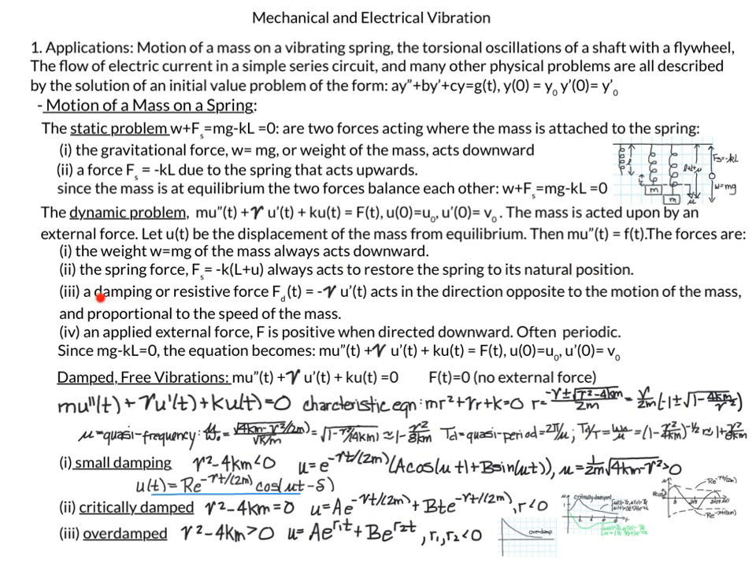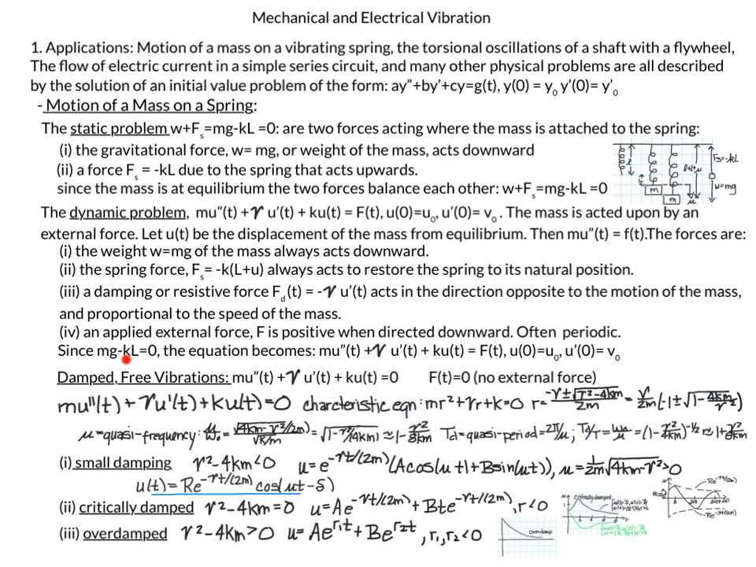And again, the spring force acts to restore the spring to its natural position. We can also consider a damping or resistive force. We denote that with the capital F and the subscript D, D for damping, and that's equal to minus gamma u prime of t. Basically, the damping force acts in the direction opposite the motion of the mass, which is why there's this negative, and it is proportional to the speed of the mass. That's why we have this constant coefficient in front of the speed. So that's the damping or resistive force. And then we can have an applied external force, F, which is positive when directed downward, often periodic.